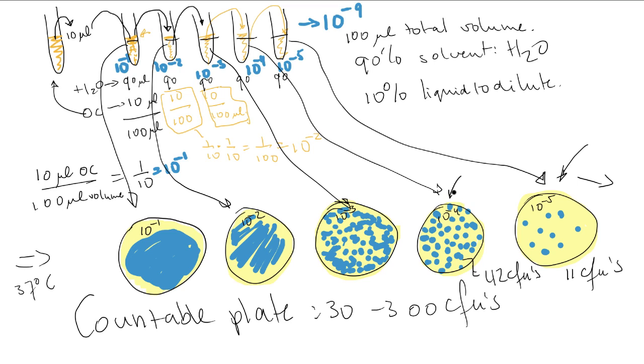Now we know that this plate was 10 to the negative 4, so that is a 1 in 10 to the 4 dilution, or 1 in 10,000 dilution of our original culture. So each of these has 10 times less bacteria. So whatever number I had here, I would have expected 10 times more on here, and 10 times more than that than here, and 10 times more than that on here. And then this would give us the original cell density. Okay.